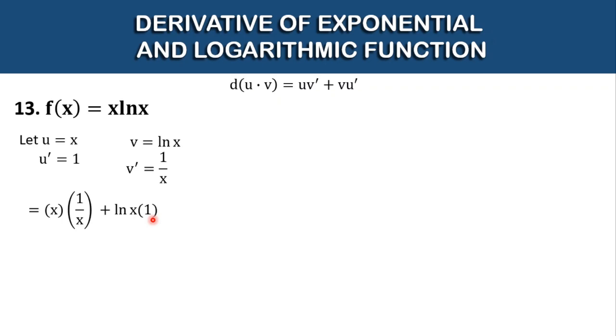And isi-simplify lang natin itong nakuha natin. So dun sa first term, we can cancel x. Then dito, multiply lang natin because 1 lang naman ito. So hindi mababago yung ln x. So our answer is 1 plus ln x.